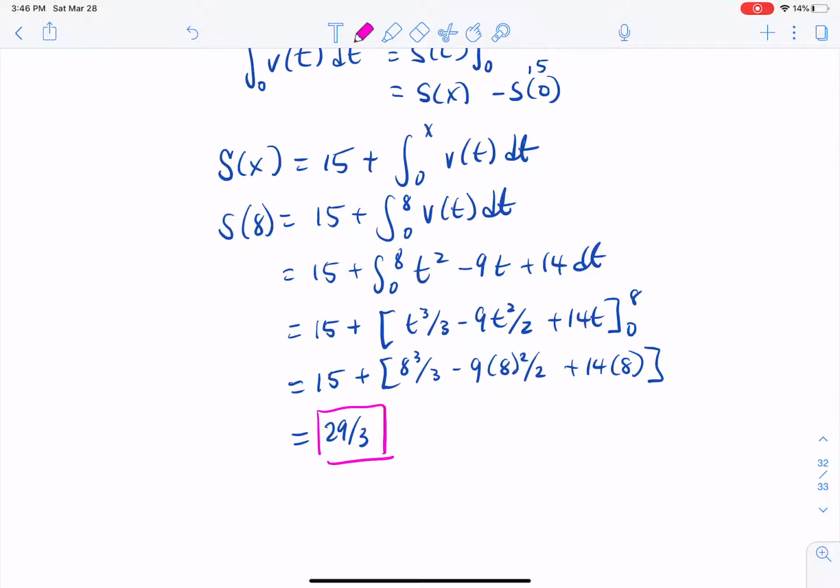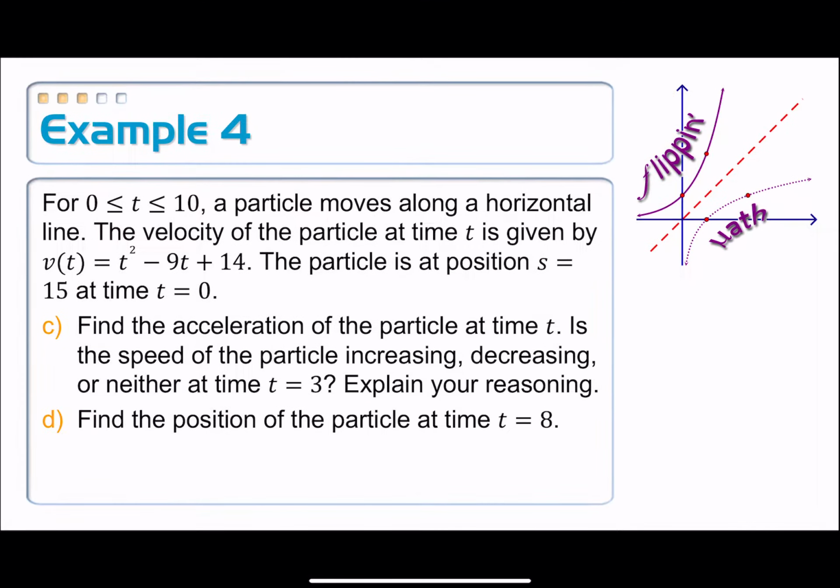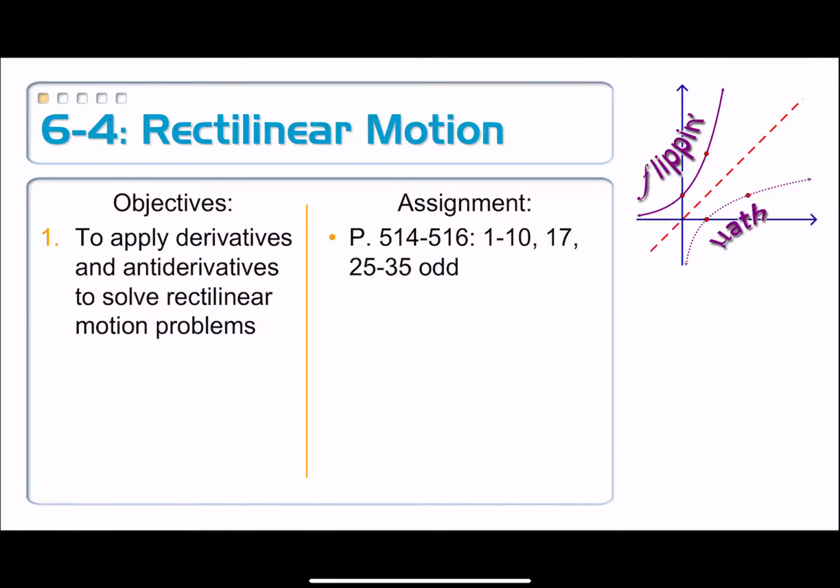Okay, that is the conclusion of this rectilinear motion lesson, the 6.4, where we're applying derivatives and antiderivatives to solve these rectilinear motion problems. Lots of stuff involving velocity, position, acceleration, and definitely speed, when that speed is increasing or decreasing, total distance, and all of that business. Okay, so your homework assignment is in your regular textbook, and there's going to be a few free response type questions in there. All right, that'll conclude it.